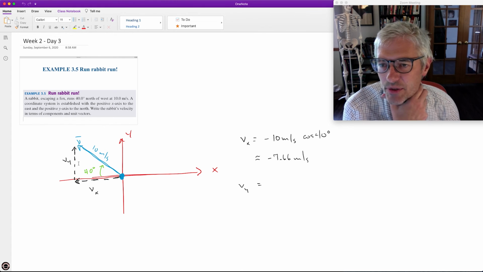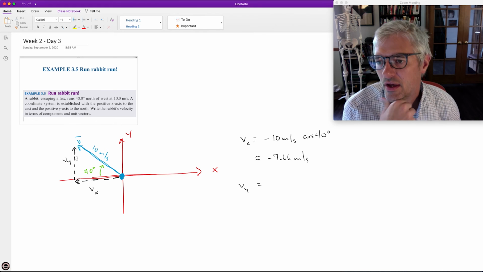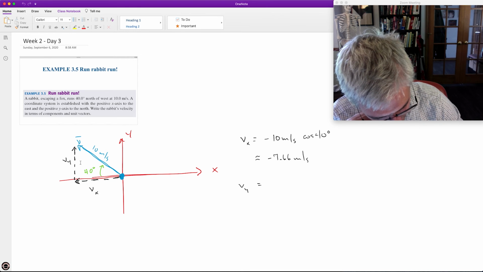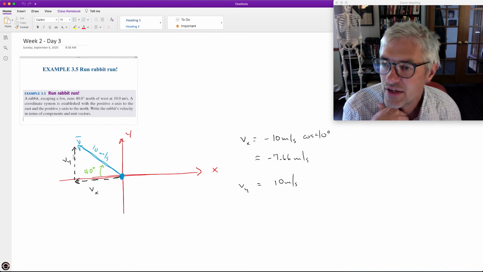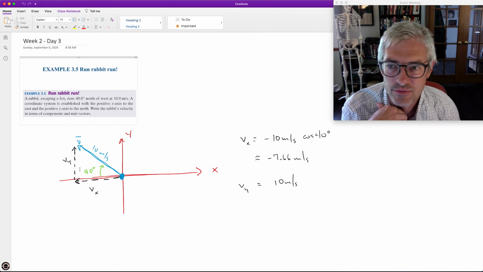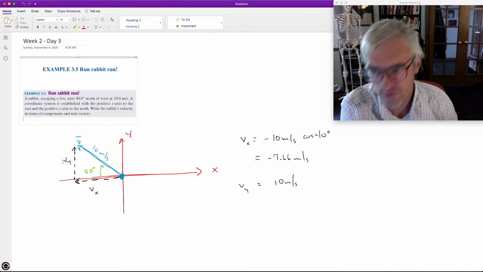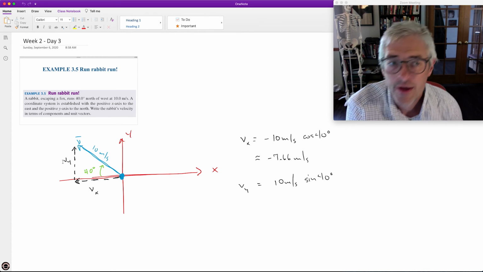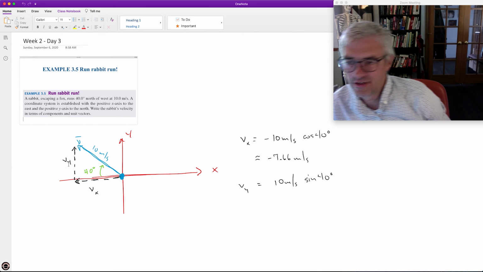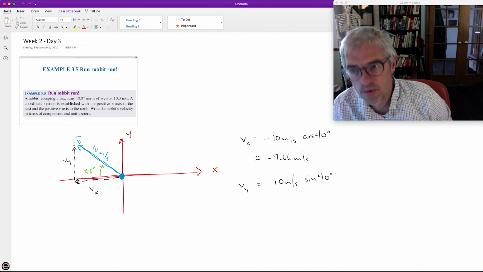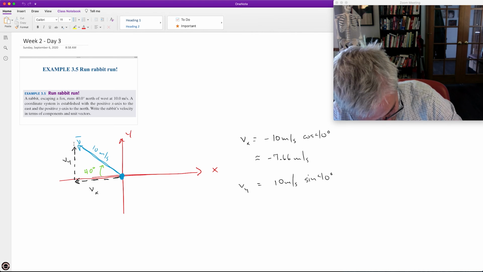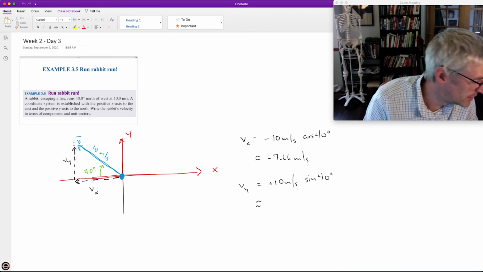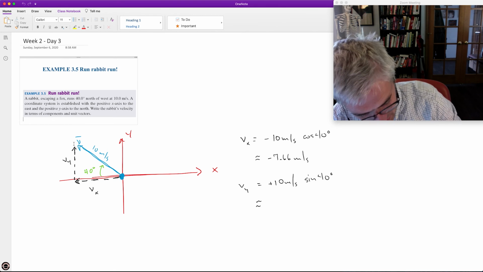Next, I want the y component. The y component's over here. It's going to be the magnitude, 10 meters per second, and then it's opposite my angle theta. Angle's right there. Y is over this way. So I go sine theta. And then, is it positive or negative? It's positive because the y component's pointing up. All right, so plug that into your calculator and you come up with 6.43 meters per second, and it's positive.